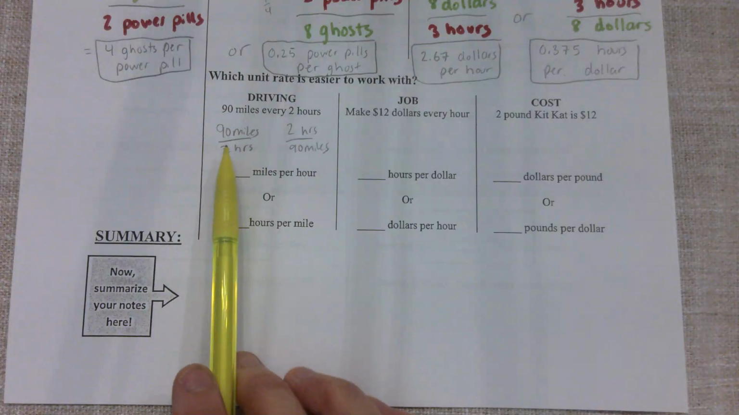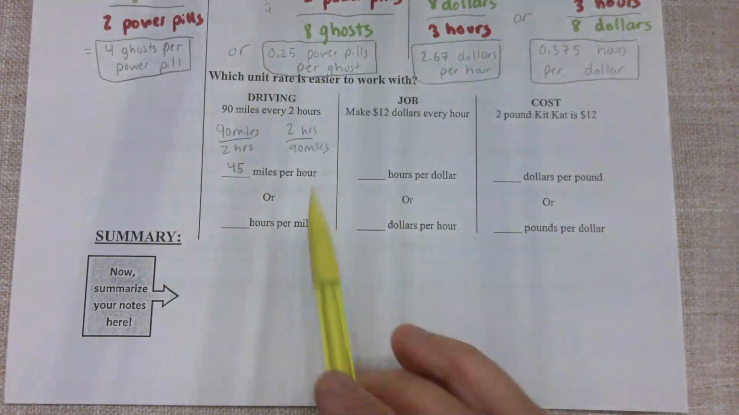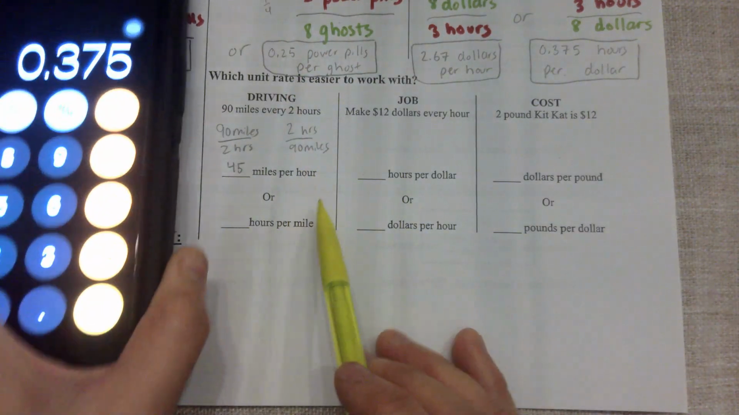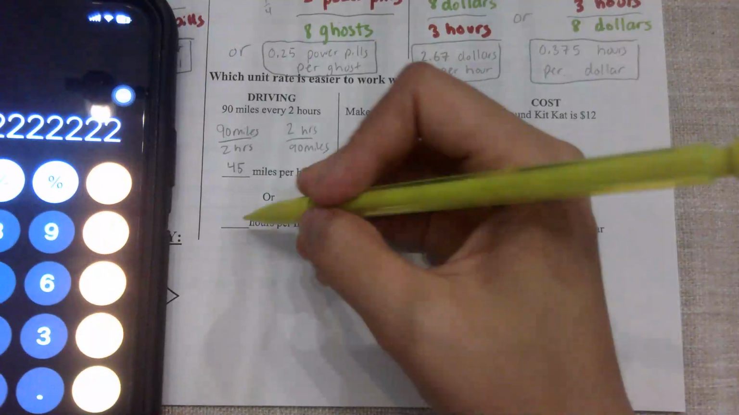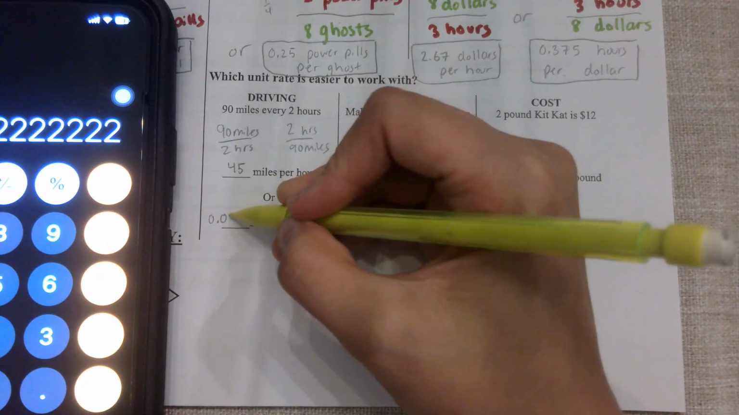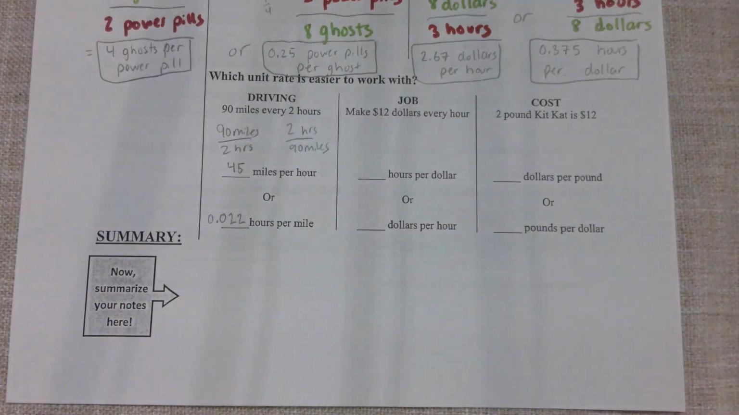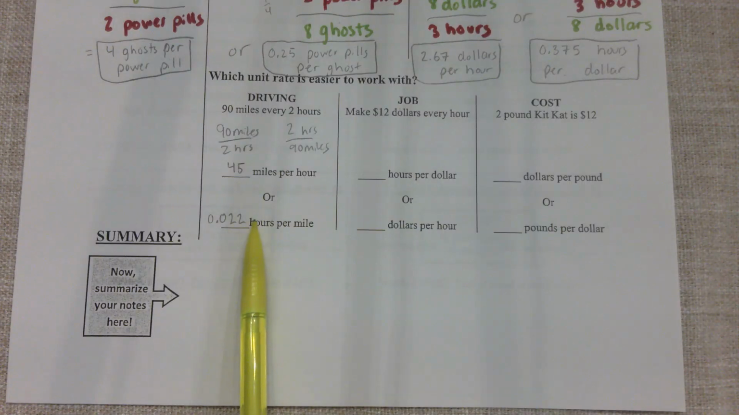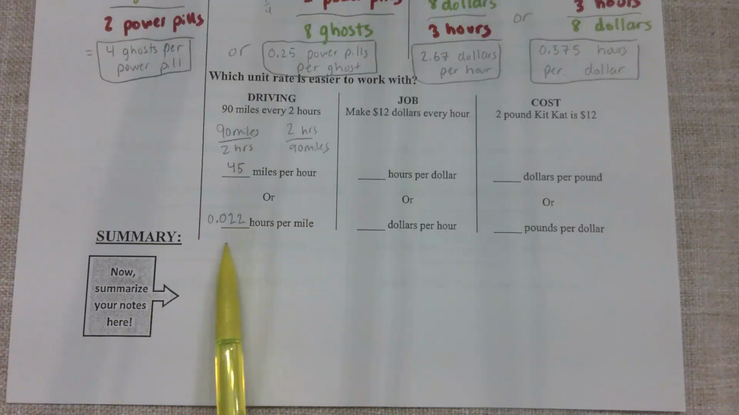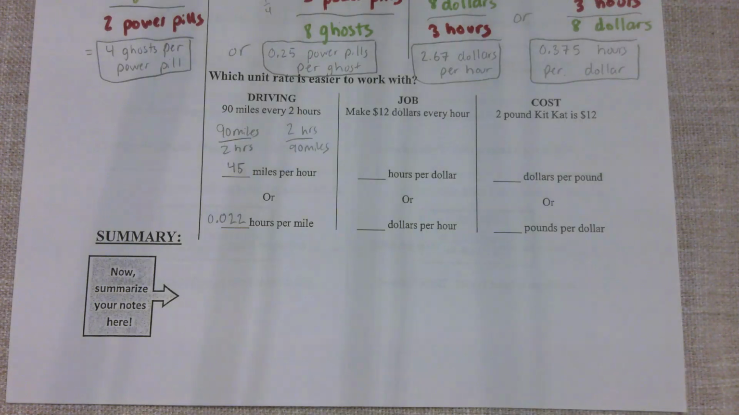So this one, hopefully you can see 90 divided by 2 is 45. And then this one, I'm going to use my calculator. 2 divided by 90 is 0.022 hours per mile. Okay, so if I'm driving, which one of these looks better, right? 45 miles per hour or 0.022 hours per mile. So yeah, most people like 45 miles per hour, right? That's something you see a lot as a speed limit.